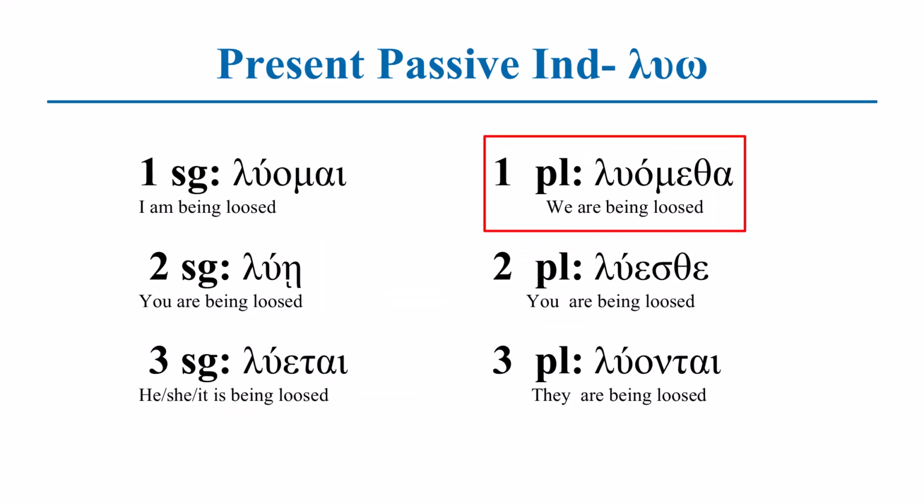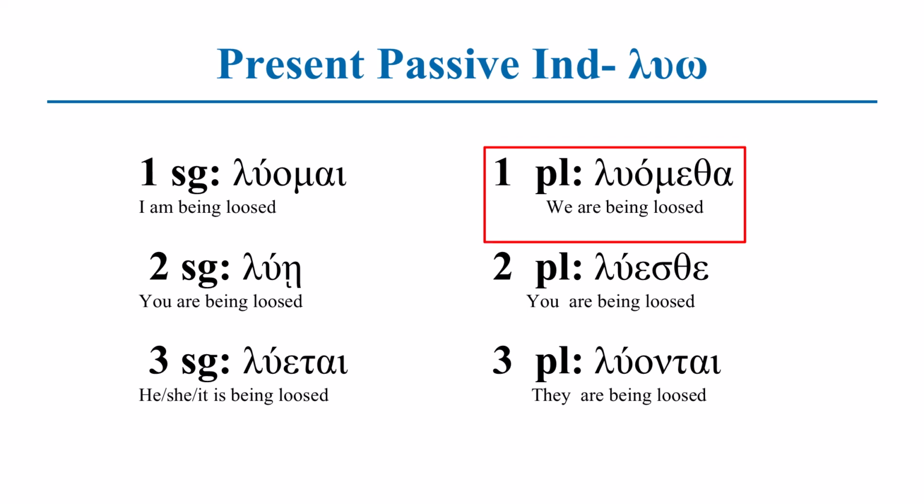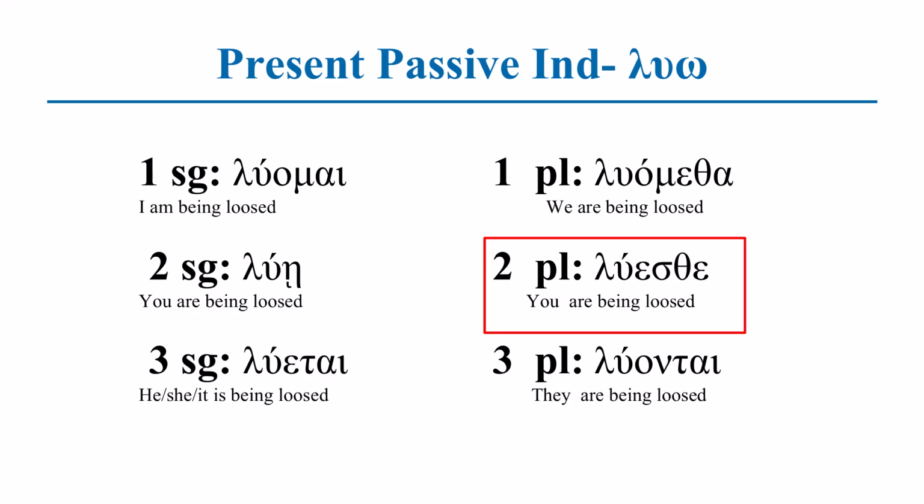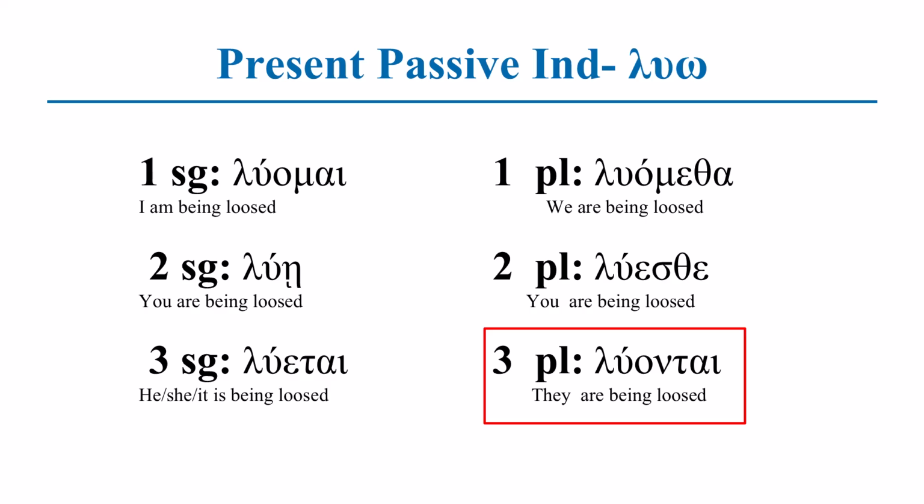In the first person plural, you have luometha. Translation is going to be, we are being loosed. We, because it's plural. Second person plural is lueste. Translation is going to be, you are being loosed. In the third person plural, you have luontai. The translation is going to be, they are being loosed. So this is how you translate the passive voice.